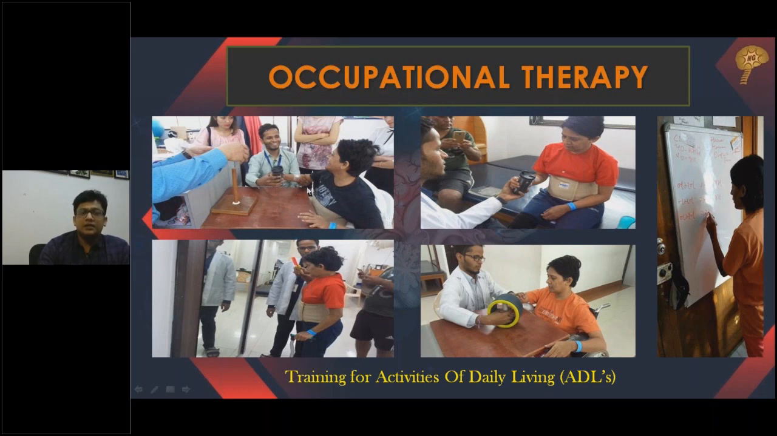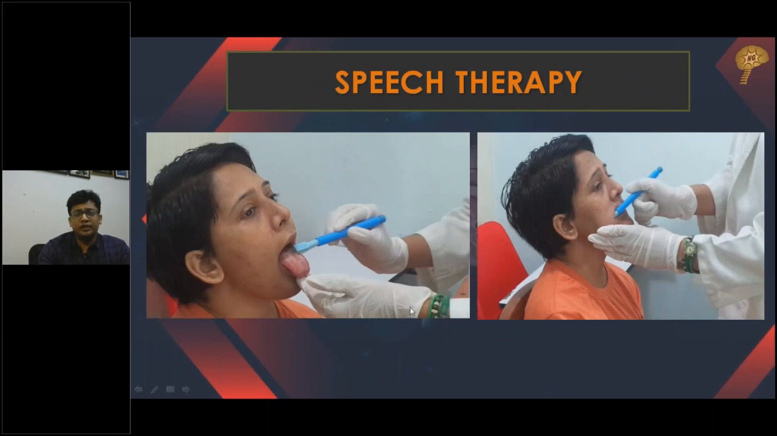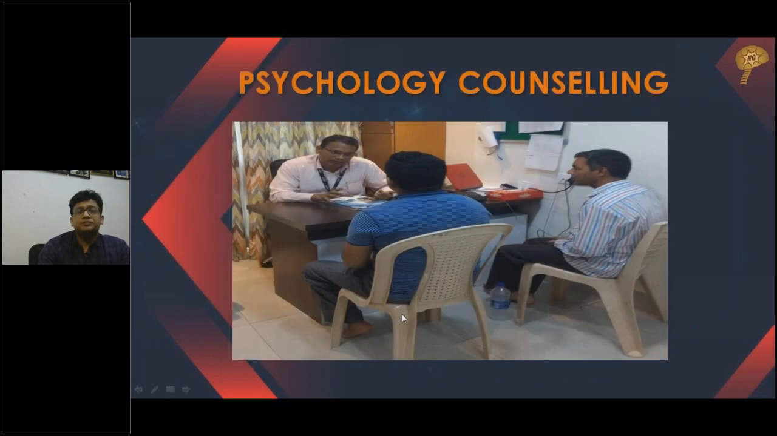So here you can see grasping a bottle, pouring water from the bottle, trying to comb hair with the affected side. You can see she's trying to write. So all these functional activities are very important to improve the quality of life. Speech therapy is also very useful. There are a lot of oromotor exercises for speech.